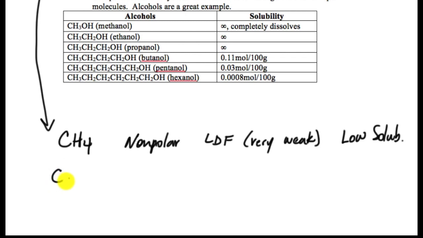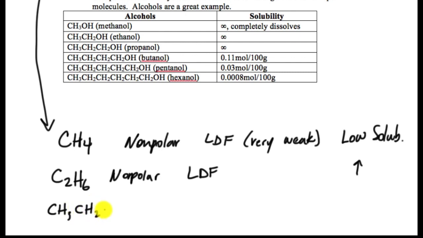Now, as I make that chain bigger, I then move to what's called ethane. Ethane would be C2H6. For C2H6, it's still nonpolar, but just like we said for the last slide, the London dispersion force is getting a little stronger. So the solubility is going to start to go up. It's still low and not very soluble at all, but as that chain gets bigger, let's add another hydrocarbon here, and let's say we do a hydrocarbon that's really, really long. Well, that very long one is going to have a high solubility. So the key here is that the longer the chain, the higher the solubility of a pure hydrocarbon.